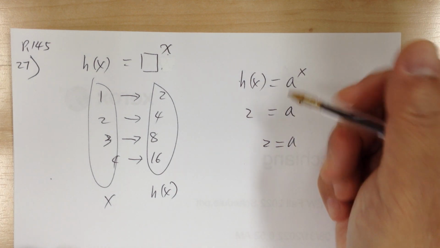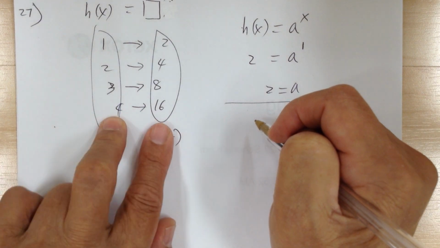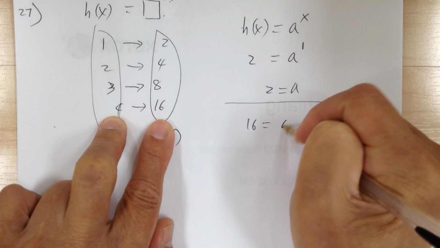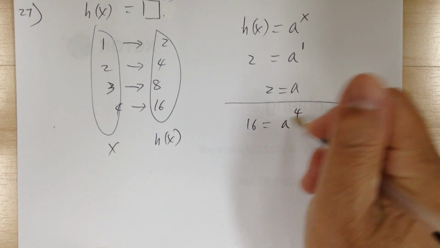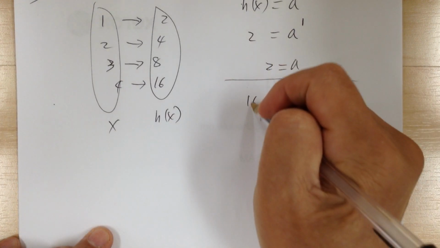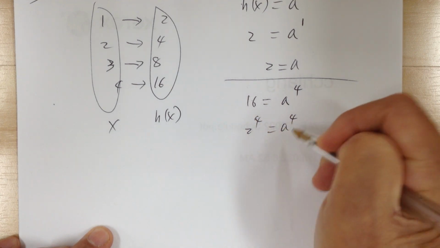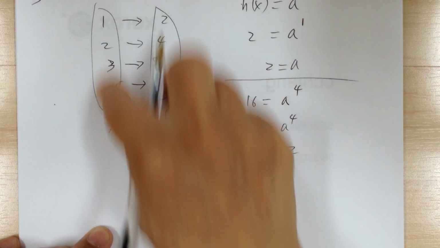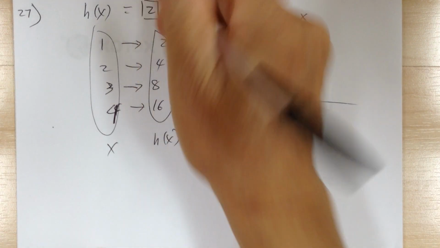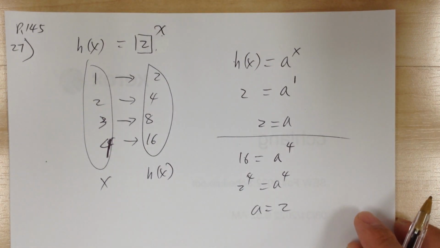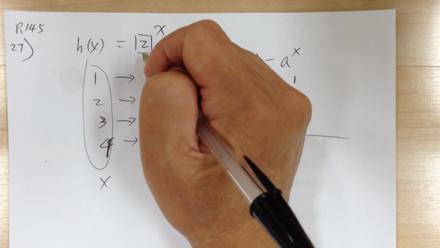Now, if you're not sure, you can always try a different number. Let's go and try this one. So you got 16 equal to a to the 4. And again, you can take the fourth root, or you can just see that 16 equal to 2 to the 4. So you can see that a equal to 2. So it doesn't matter which one you use. So a equal to 2, so 2 goes in here. This one you have to be careful. It's not something times x. It's something to the x.